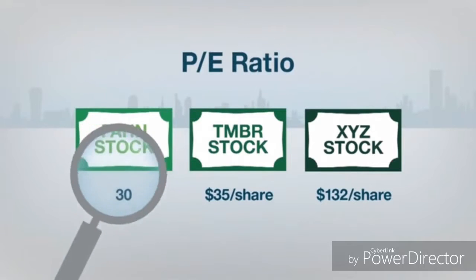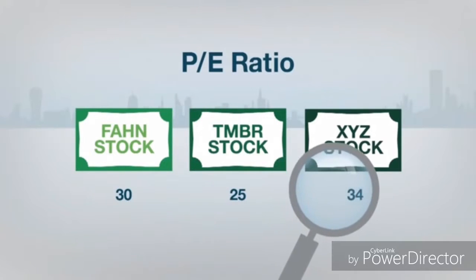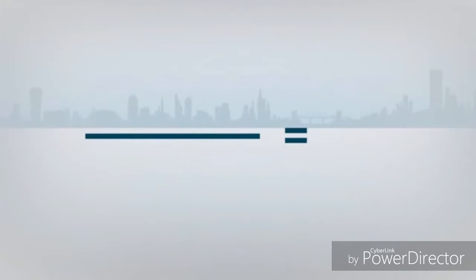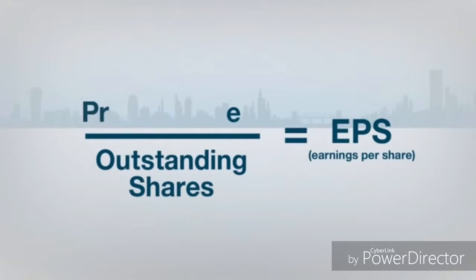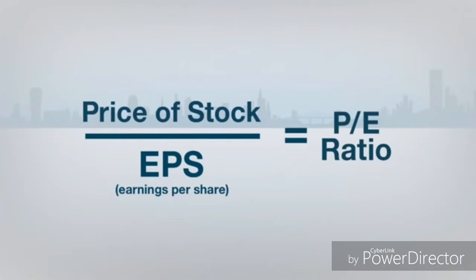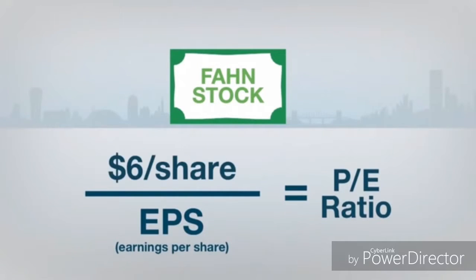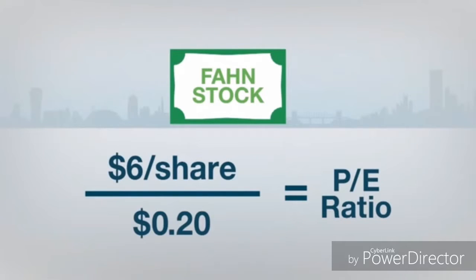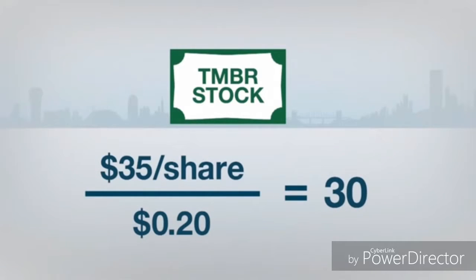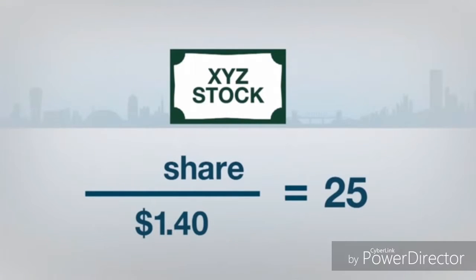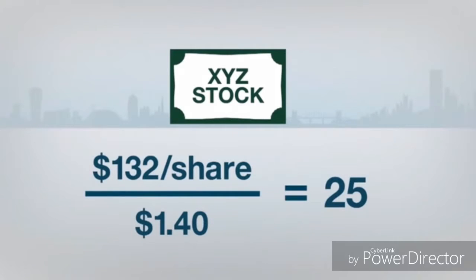The PE ratio allows you to look beyond the price of a stock to see which company could be the best value. To create this ratio, first divide the net income or earnings by the number of outstanding shares. This number is called earnings per share, or EPS. Next, divide the price of the stock by the EPS to get the PE ratio. The first company is trading at $6 and has an EPS of 20 cents, resulting in a PE of 30. The second company is trading at $35 a share and has an EPS of $1.40 for a PE of 25. The final company is trading at $132 per share and has an EPS of $3.90 for a PE of 34.